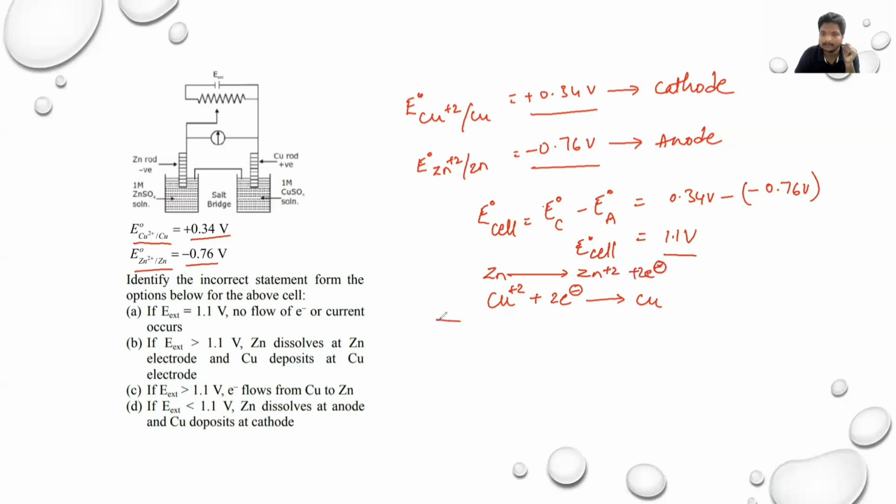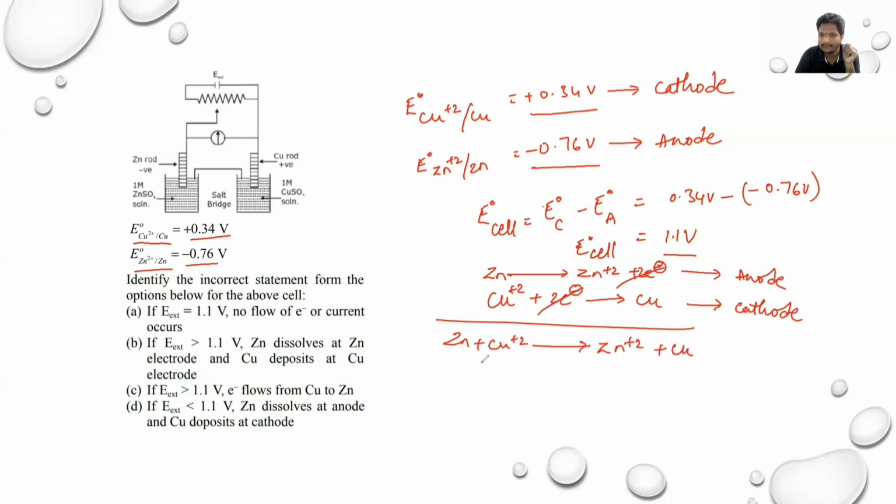By losing 2 electrons, the 2 electrons will be taken up by the copper plus 2 and it will be deposited. Okay, so this is anode, this is cathode. So this reaction can be written as Zn plus Cu plus 2 gives rise to Zn plus 2 plus Cu. This is the electrochemical reaction.